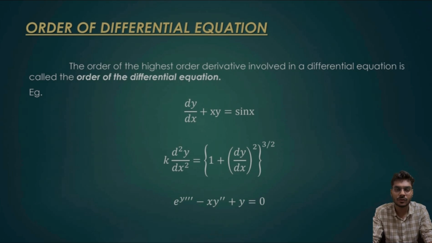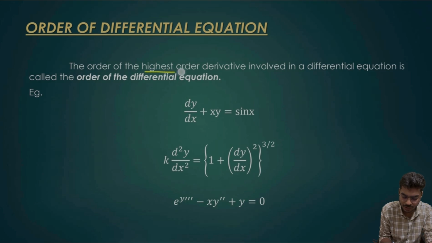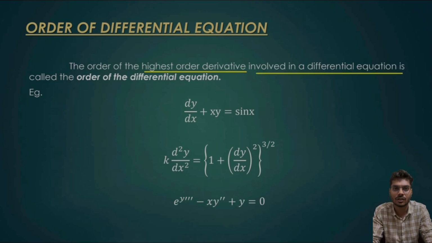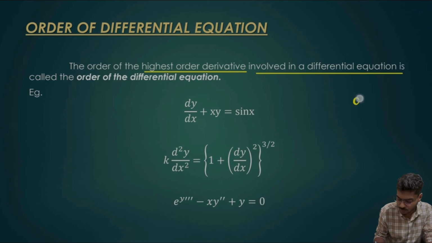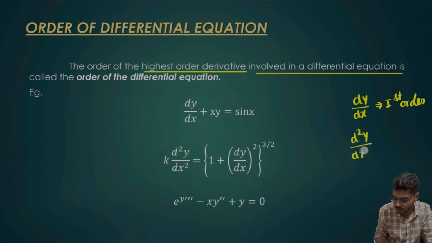What is the meaning of the order of a differential equation? The order of the highest order derivative involved in a differential equation is called the order of the differential equation. Suppose we have dy by dx in the equation, this is known as first order. If we have a double derivative, that is known as second order. A triple derivative, which can also be written as y triple dash, is known as third order.